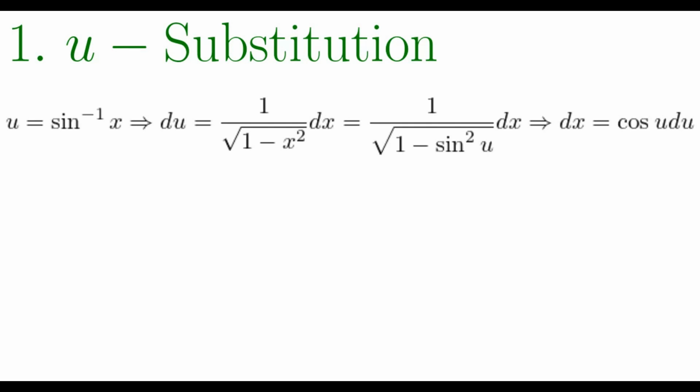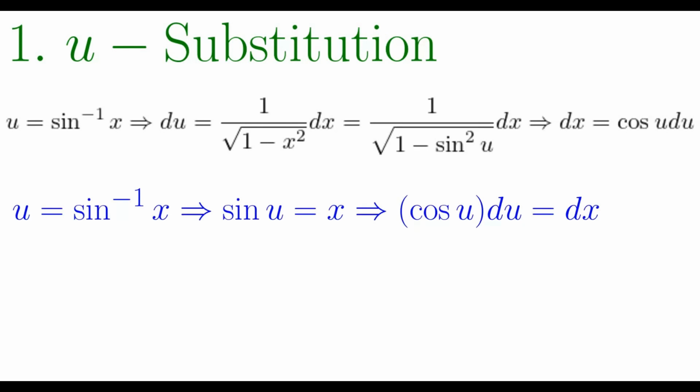Oftentimes the way U substitution is taught is you take u equals a function of x, in this case I took it as sine inverse of x, and then you take the derivative of both sides, so you get du equals 1 over root 1 minus x squared dx. Solve for dx by writing down the rest of it in terms of u, and you would get dx equals cosine u du. This is oftentimes not the best way of doing this.